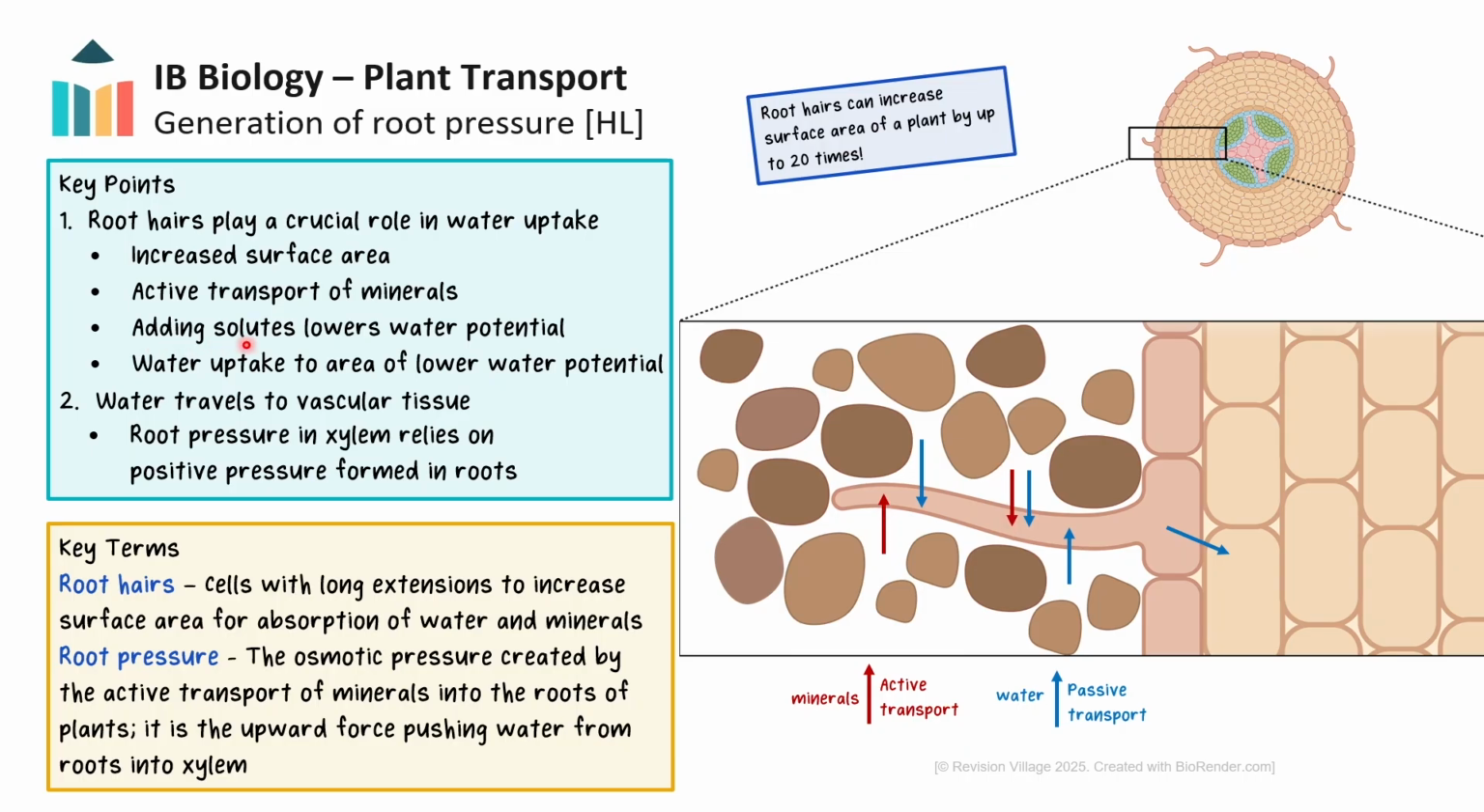The accumulation of these solutes lowers the water potential inside the root, facilitating the continued movement of water into the root from the soil. Once absorbed, water and minerals move from the root hairs through the cortex and toward the vascular tissue. Water then enters the xylem vessels, which transport it upwards through the plant. The continuous absorption of water creates root pressure, a positive pressure that can push water into the base of the xylem, contributing to the upward movement of water, especially when transpiration is low, such as at night.